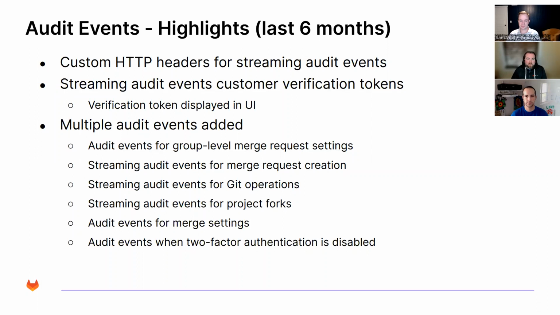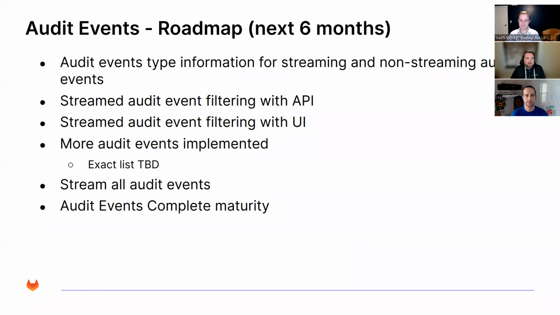So let's look at the roadmap for audit events. Now, one thing that we are going to be doing is adding type information for both the streaming and non-streaming audit events. This will provide more information about the type of event that is going on, and will provide more ways to categorize this information.